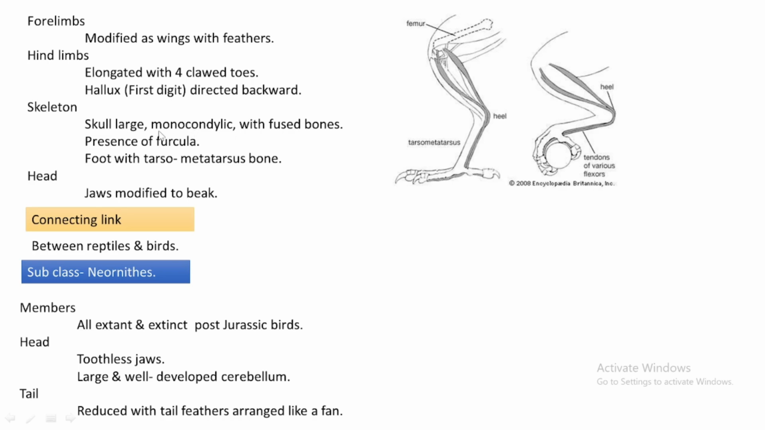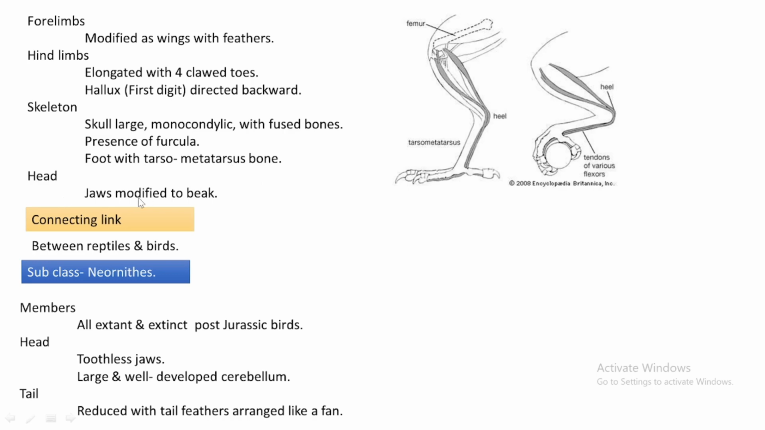And regarding the skeleton, skull is large and it is monocondylic, which I also explained in the former class. It has only one opening, one hole to connect with the vertebrae. That is also a general characteristic of birds. And also with the fused bones. Presence of furcula. Furcula means that V-shaped bone. It's also another character of birds. Then foot with the metatarsus bone. That is another feature of birds.